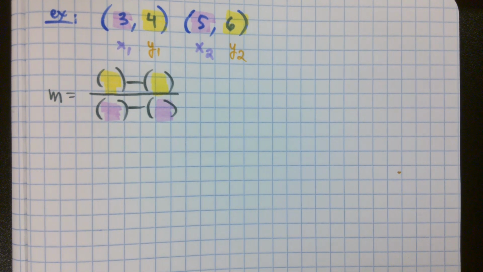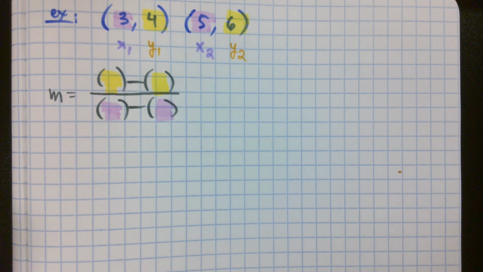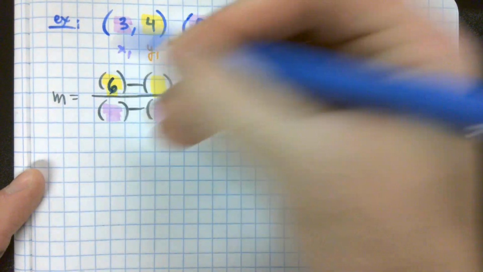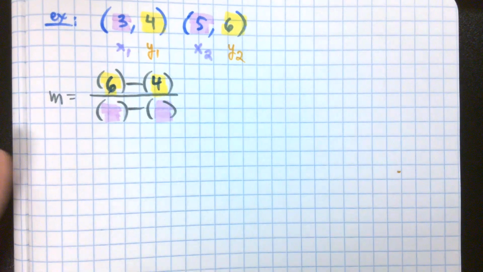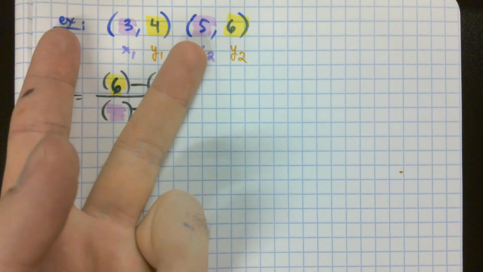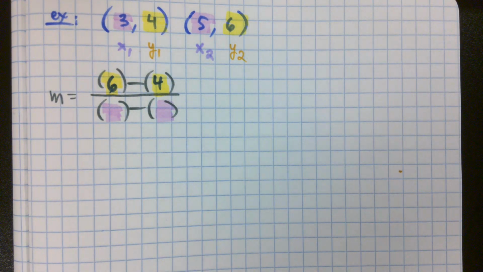I think it has something to do with the Pythagorean theorem. No, it has something to do with triangles. Doesn't matter. So the first number here is going to be y2. What was my y2 value? 6. What was my y1 value? 4. The really important part of this is keeping everything in order, because if we flip the top two numbers but don't flip the bottom two numbers, we're going to get something super, super different.